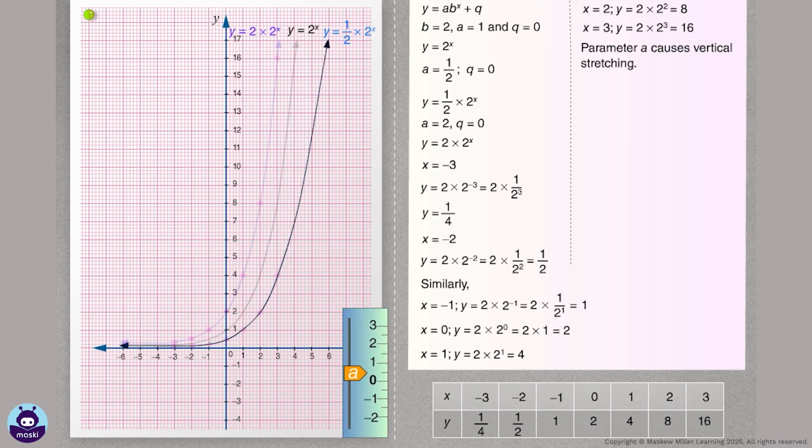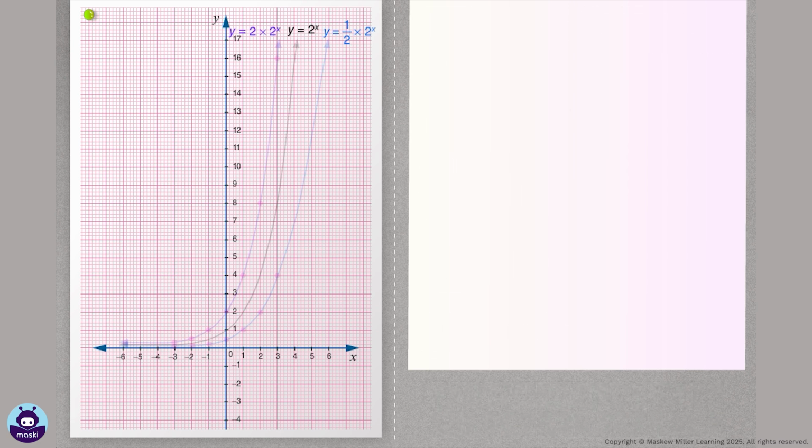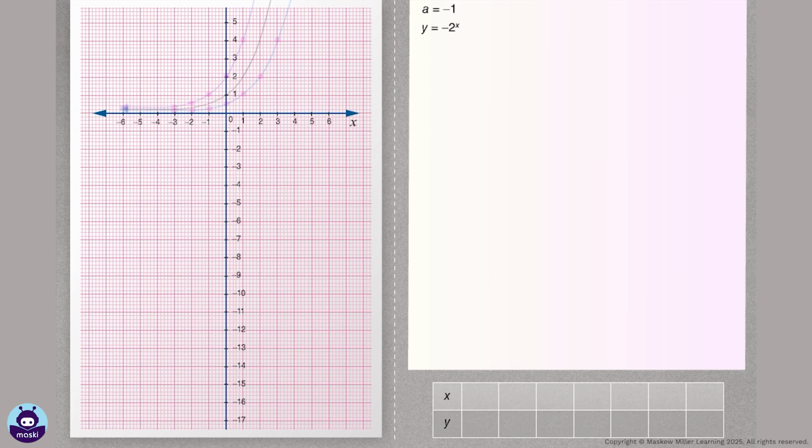When a is decreased, as it does here from 1 to half, the graph becomes less steep. Remember that we took only positive values of a in this investigation. All the functions here are above the x-axis and curve upwards. What if a is negative? If we take a is equal to negative 1, the function becomes y is equal to negative 2 to the power of x. We can draw the graph of this function. It will appear as shown here.